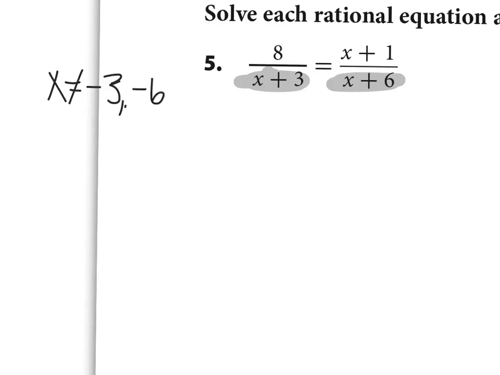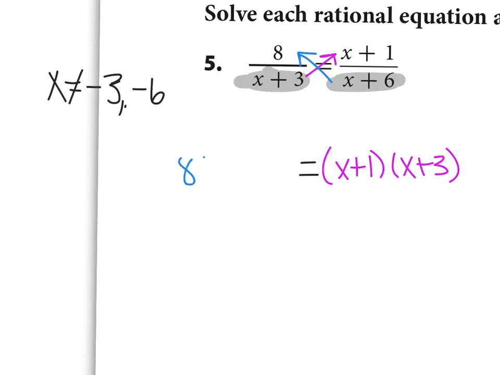So we're going to go through and work this out, and as long as neither of our answers is negative 3 or negative 6, then we're good. To work these out, the easiest thing, and what we learned last time, was we cross multiply. So I multiply x plus 1 times x plus 3 equals, and I always multiply bottoms to tops, 8 times x plus 6. Can anything cancel? No. So what do I do?